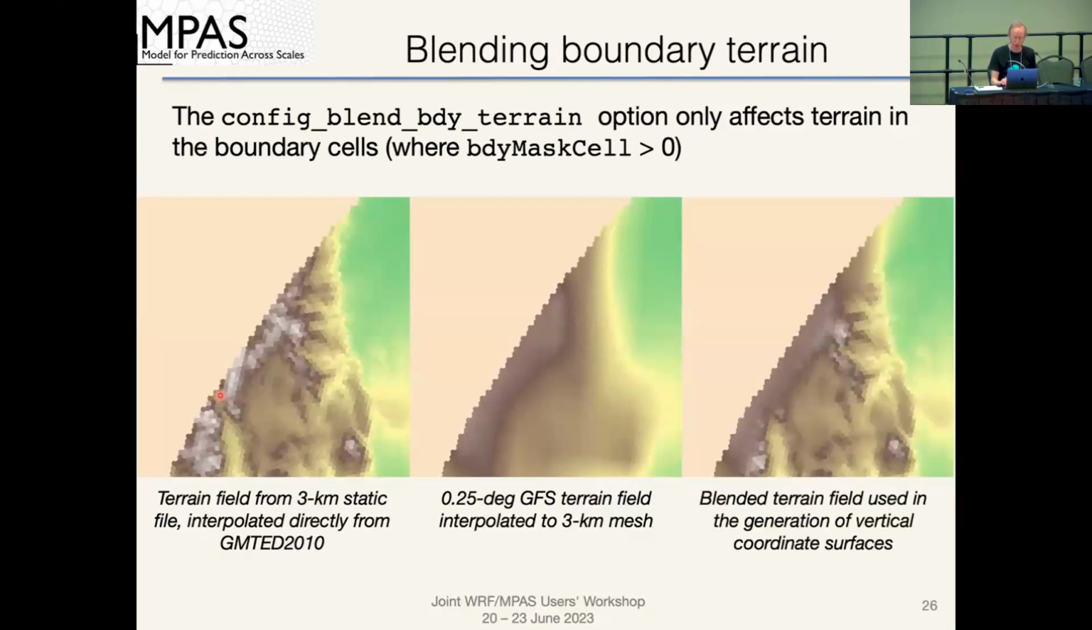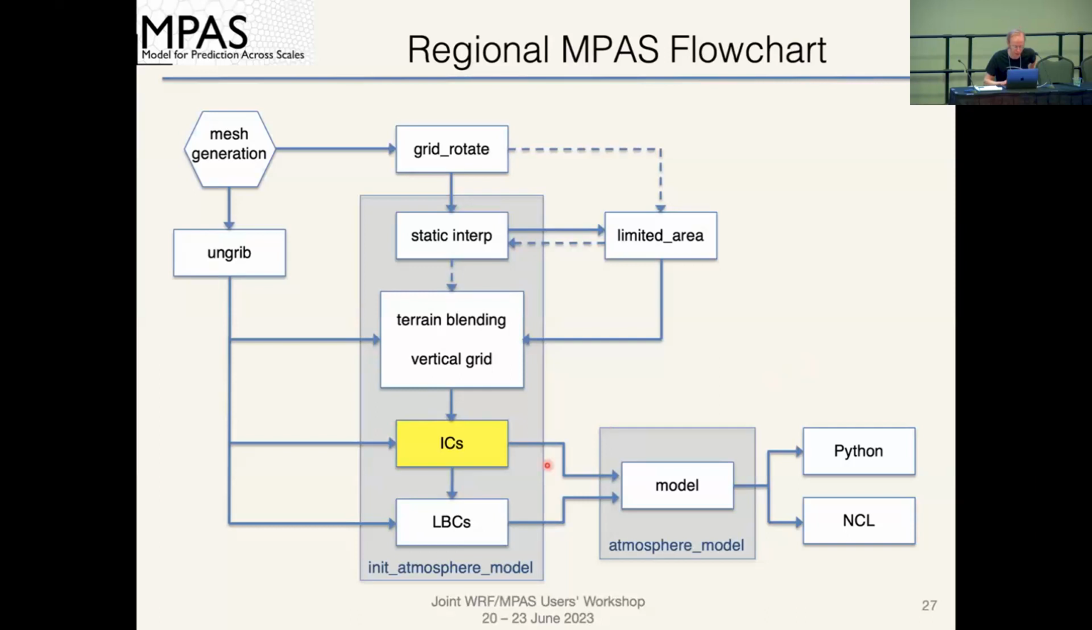So what we would like to do by setting that blend boundary terrain flag to true is, before we generate the coordinate surfaces, which depend on the terrain, we want just in the relaxation zone and specified zone cells to do kind of a linear blend of the GFS terrain with our first shot at the terrain. So that's basically the end goal of all of that with that terrain blending step.